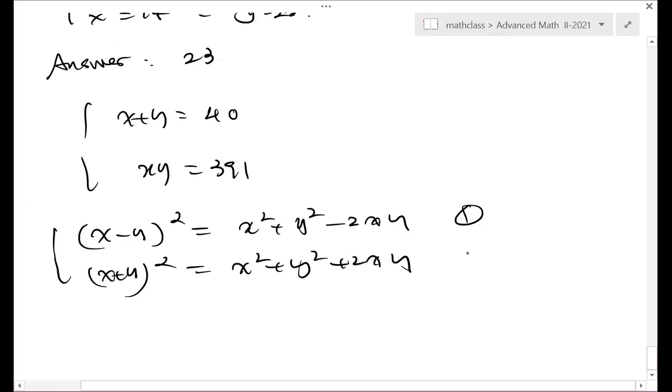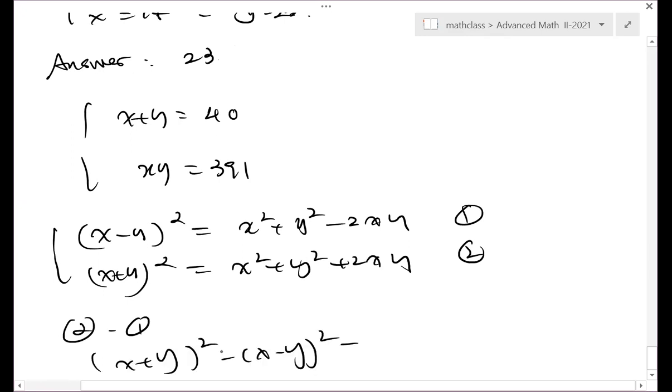And if equation 2 minus equation 1, that would be 4x times y. So this is another interesting identity.